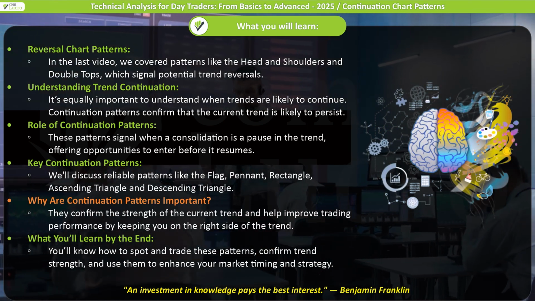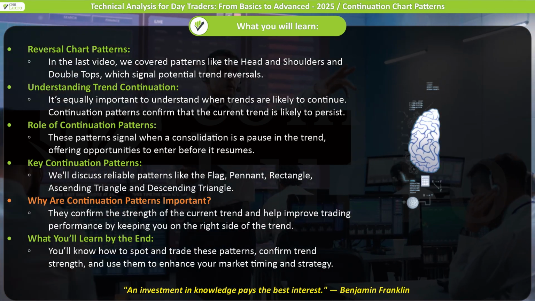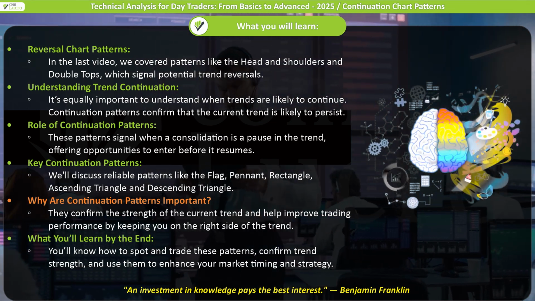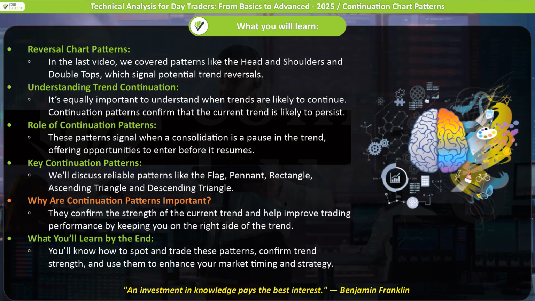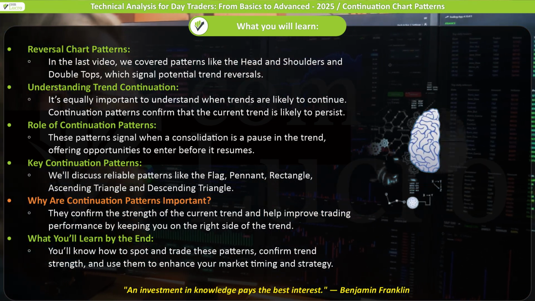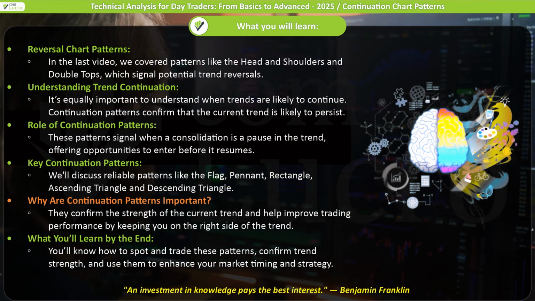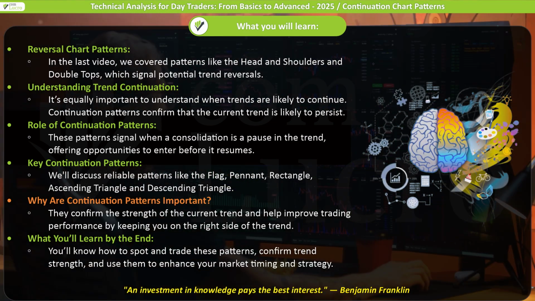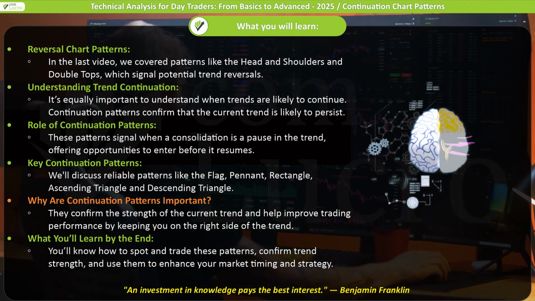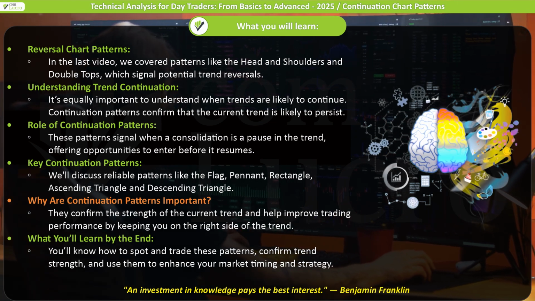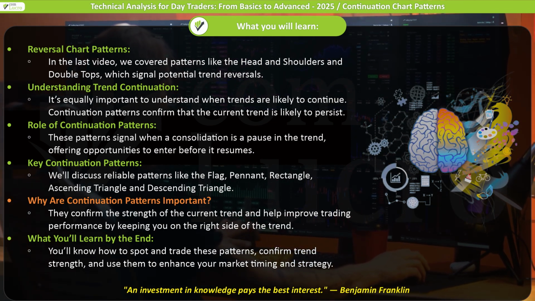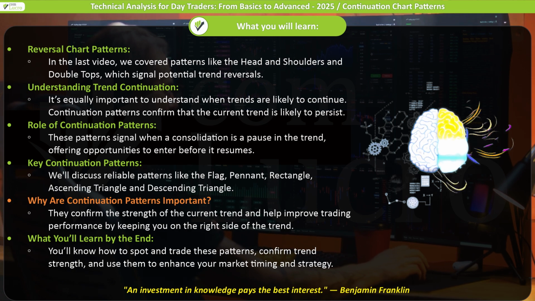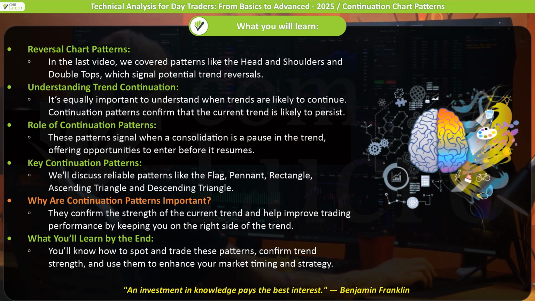We'll begin by discussing what chart patterns are and how they illustrate the constant push and pull between buyers and sellers in the market. From there, we'll dive into some of the most reliable continuation patterns, specifically the flag, pennant, rectangle, ascending triangle, and descending triangle. Each of these patterns signals the likelihood of a current trend continuing, and recognizing them in real time can give you a significant advantage in your trades.